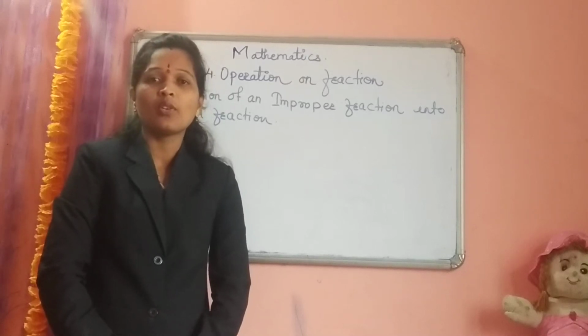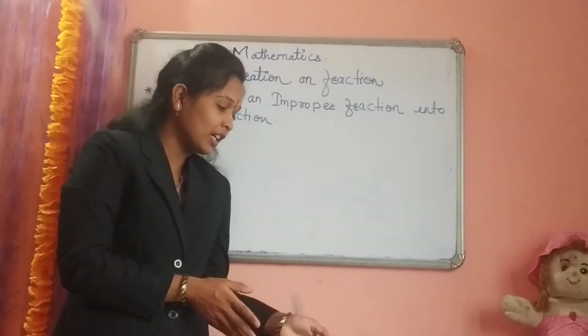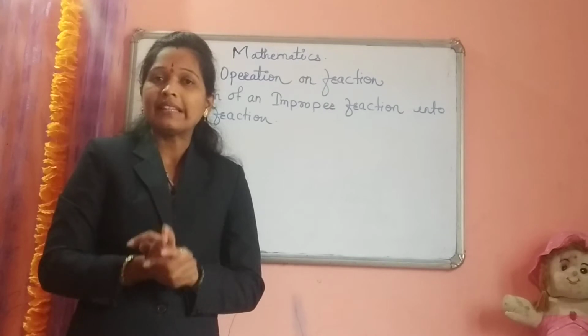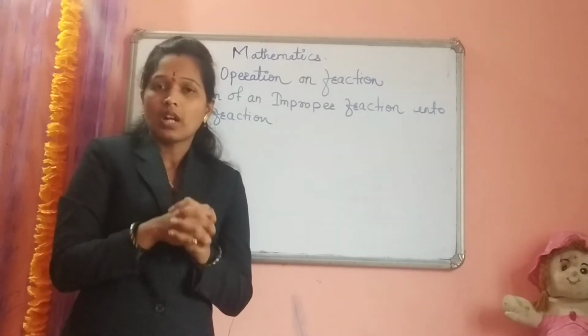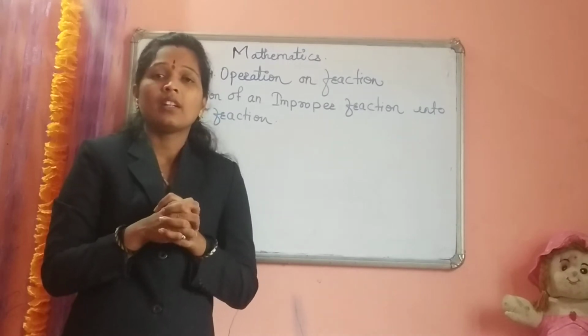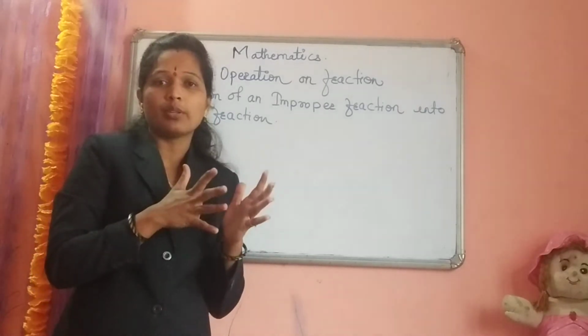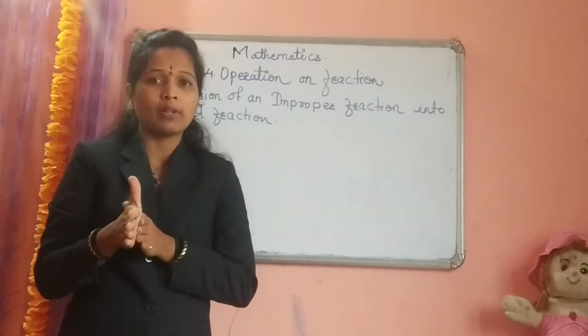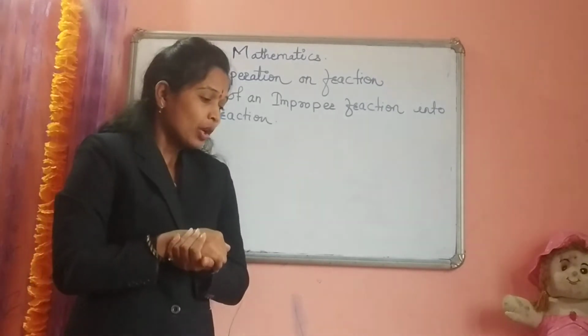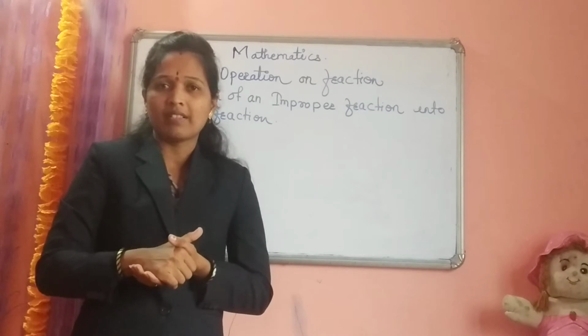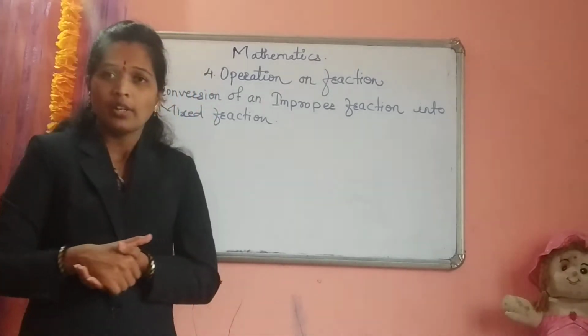In our last video we saw our chapter number 3, that is integers, and in that chapter we saw addition of integers, subtraction of integers, comparison of integers and opposite numbers. It means positive numbers are given, we have to write down the negative number, and negative numbers are given, we have to write down the positive number. Okay, so today we are going to start our next chapter, that is operation on fractions.